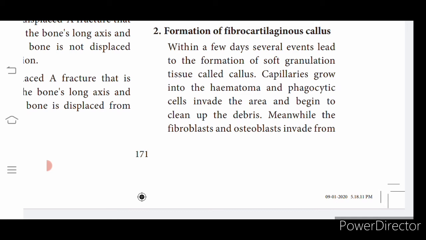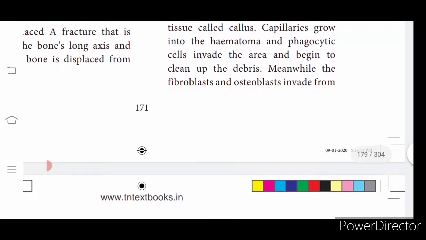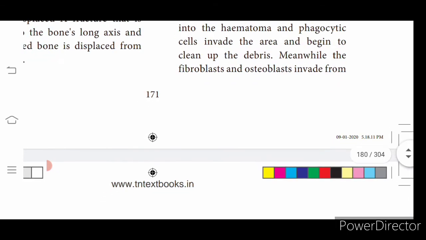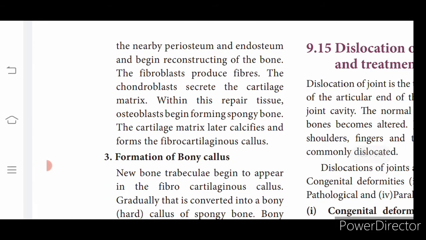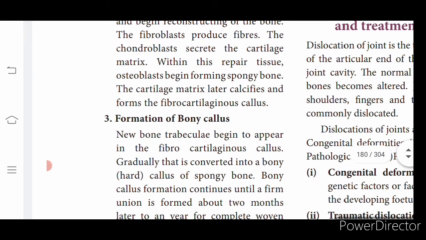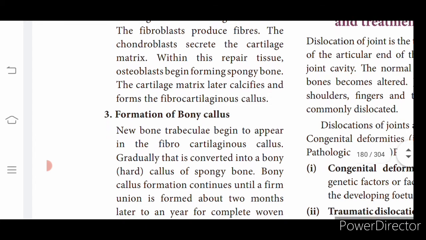Formation of the cartilaginous callus. Within a few days, several events lead to the formation of soft granulation tissue called the callus. Capillaries grow into the hematoma and phagocytic cells invade the area and begin to clean up the debris. Fibroblasts and osteoblasts invade from the nearby periosteum and endosteum and begin reconstructing the bone. The fibroblasts produce fibers, and the chondroblasts secrete cartilage matrix, so that this could be repaired.